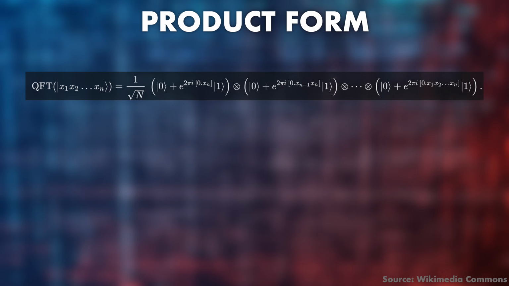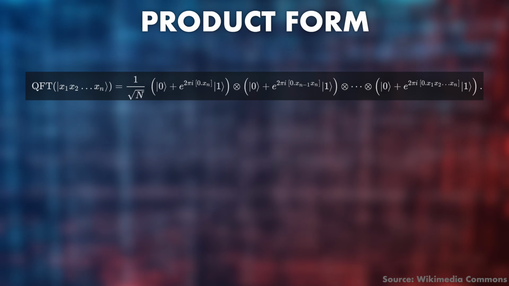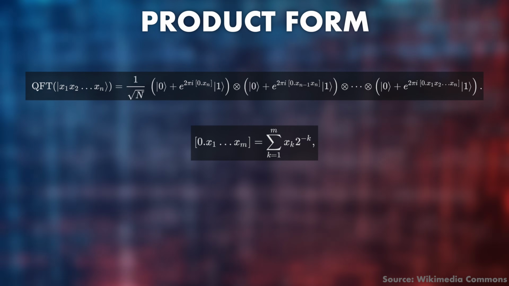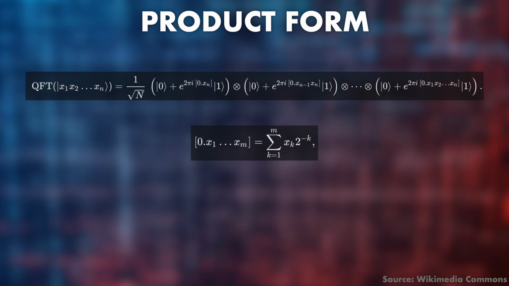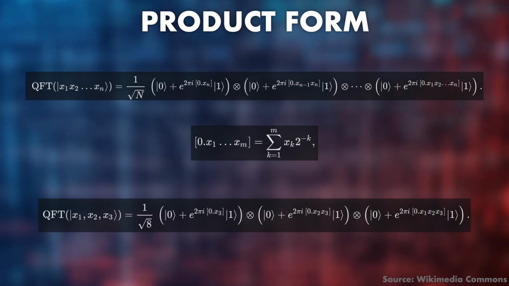Okay, before moving on to the applications and significance of the QFT, let's look at its quantum circuit. For all qubit-based systems, we can rewrite the QFT to a simple product form. More specifically, we can rewrite the fraction in the exponential to fractional binary notation, which directly implies a very simple circuit for the QFT. Let's write this down explicitly for 3 qubits, for example.